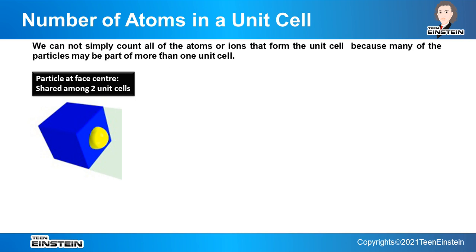So we cannot simply count all the atoms or ions that form the unit cell. If someone is asking what is the total number of atoms present in a unit cell, then it is not that we simply count the number of atoms and say that this is the total number present in the unit cell. No, that is not the case. Why is it so? Because many of the particles may be part of more than one unit cell. As you have already seen, when we determined the octahedral voids, we considered that it is shared among 4 unit cells. That means its contribution to one unit cell will be only 1/4.